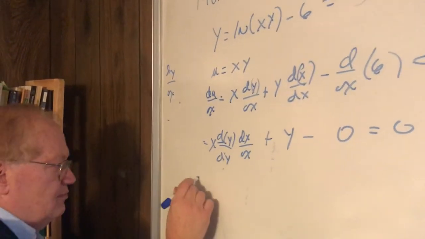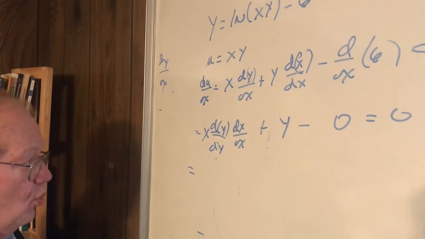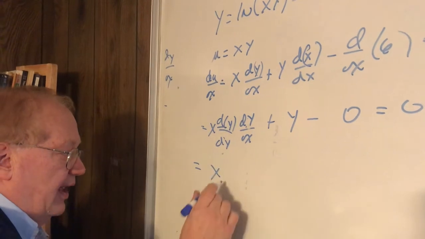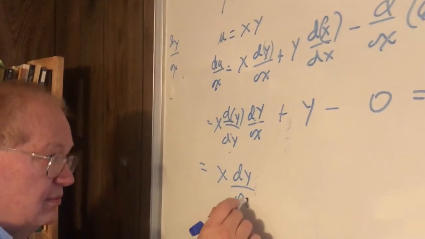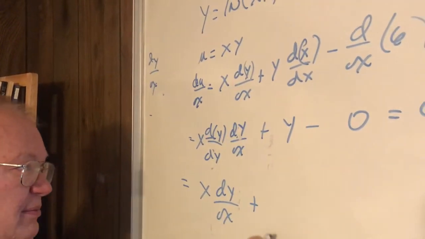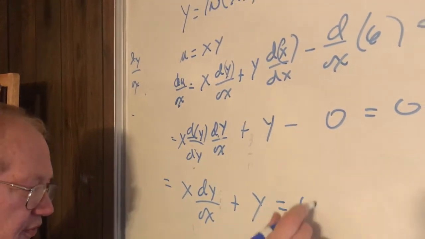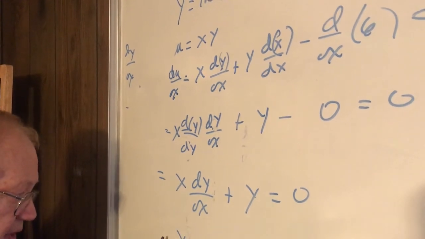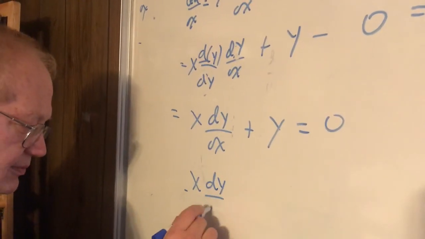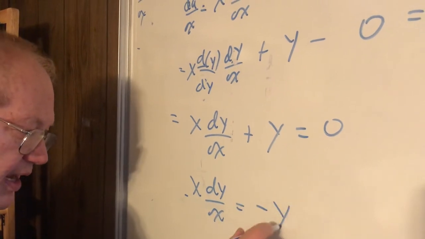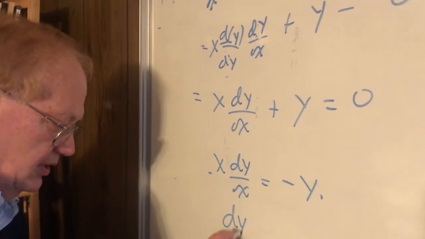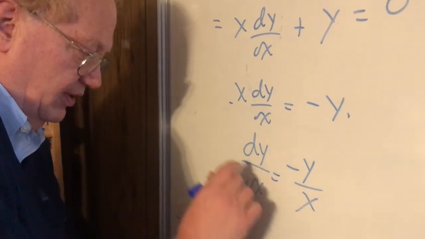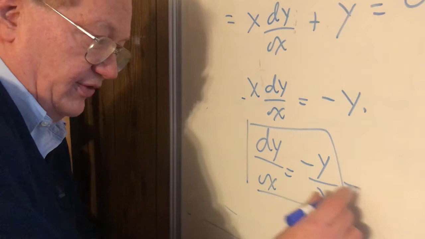So here we get the derivative of y with respect to y is 1. So it's x dy/dx plus y equals 0. Let's bring the y over. x dy/dx equals minus y. Bring the x over. dy/dx is minus y over x. And notice that's the same answer that we got before.